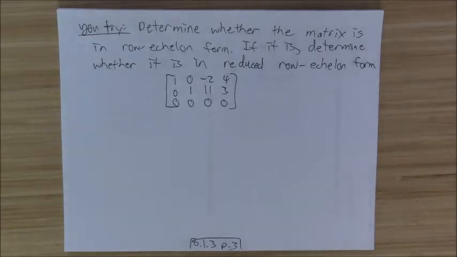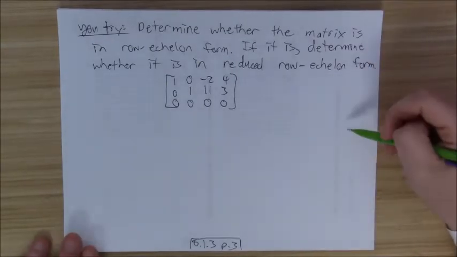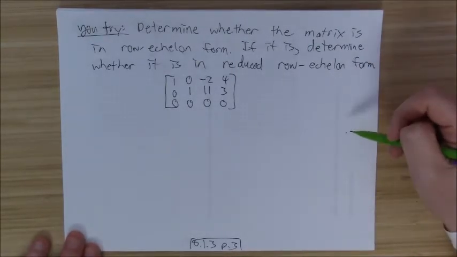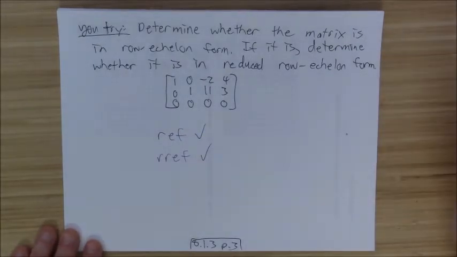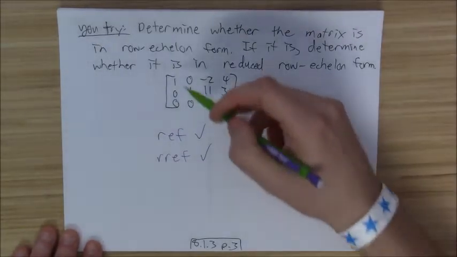And now, to get a better understanding of row echelon form or reduced row echelon form, go ahead and determine whether the following is in row echelon form, and then if it is, whether it's in reduced row echelon form. On the count of 3, I will reveal the solution. 1, 2, 3. So this actually is in both row echelon and reduced row echelon form.